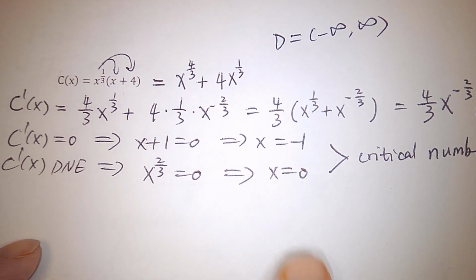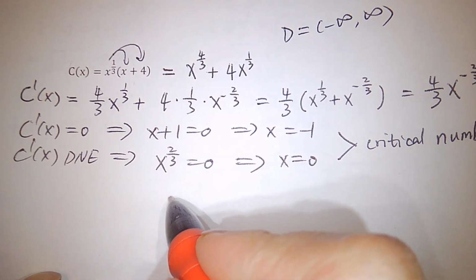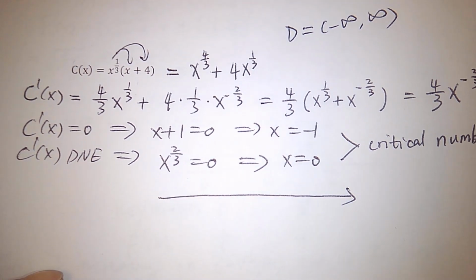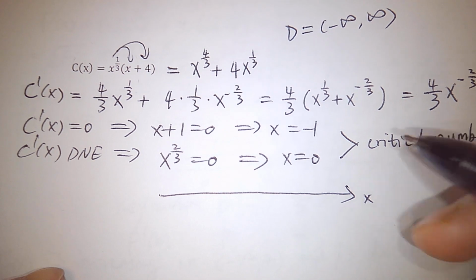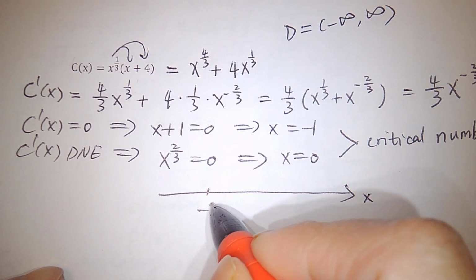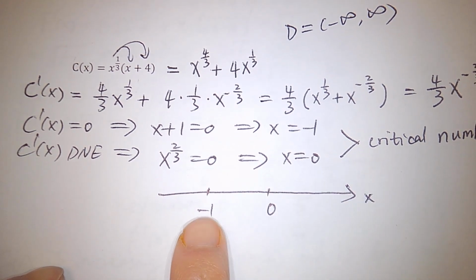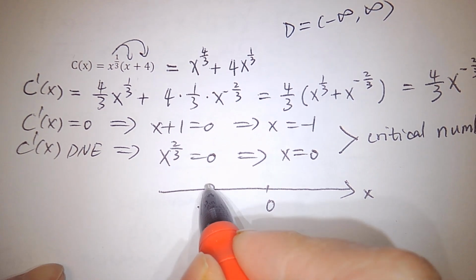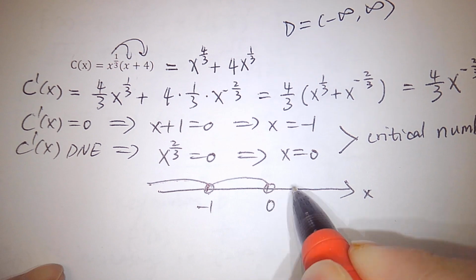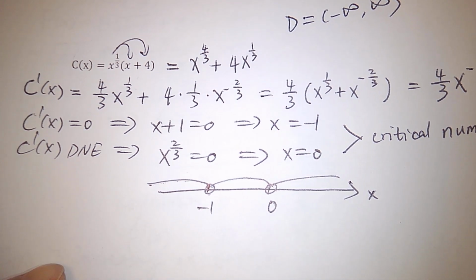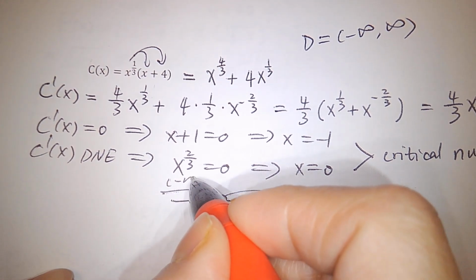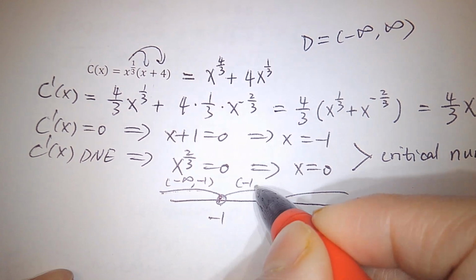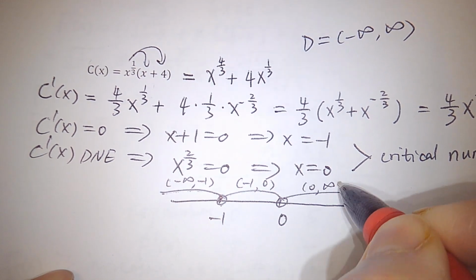Okay. So now we have these two values. Real number line x. So we're going to mark them on the real number line. So negative 1 and 0 will divide this entire real number line by how many open intervals? 3, right? The left one, negative infinity to negative 1. Negative 1 to 0, and 0 to what? Infinity.